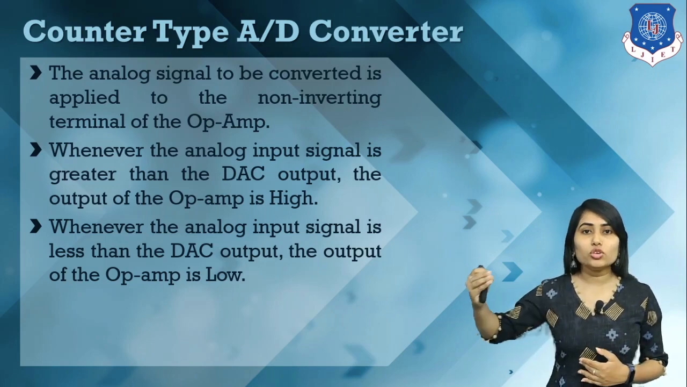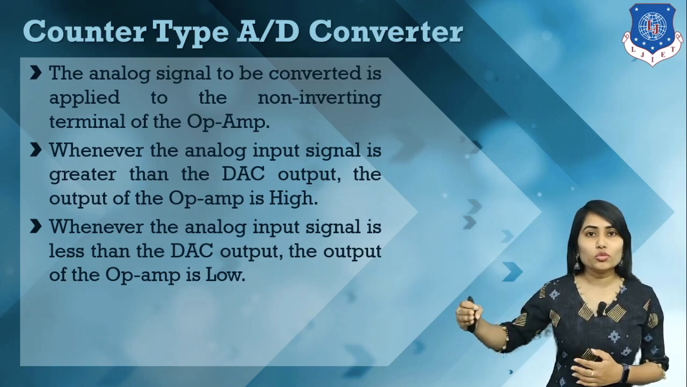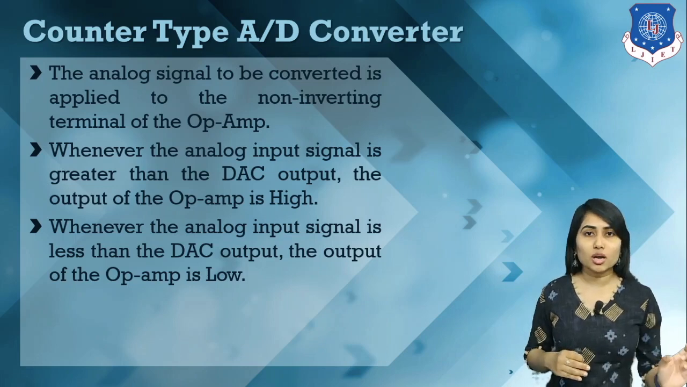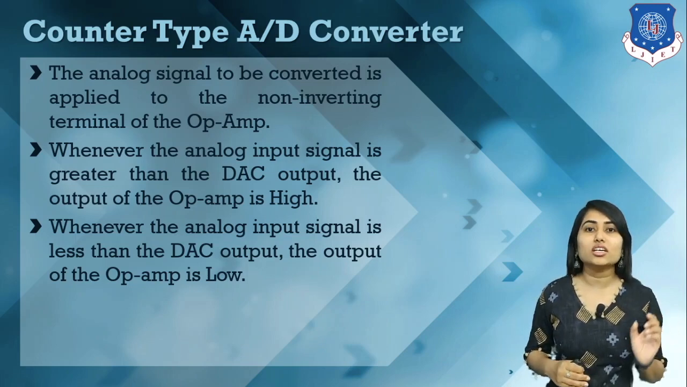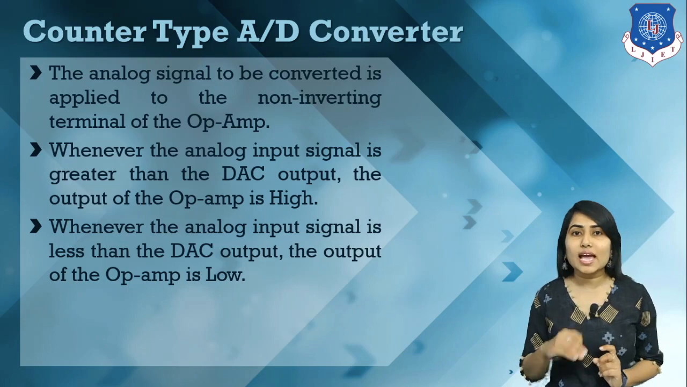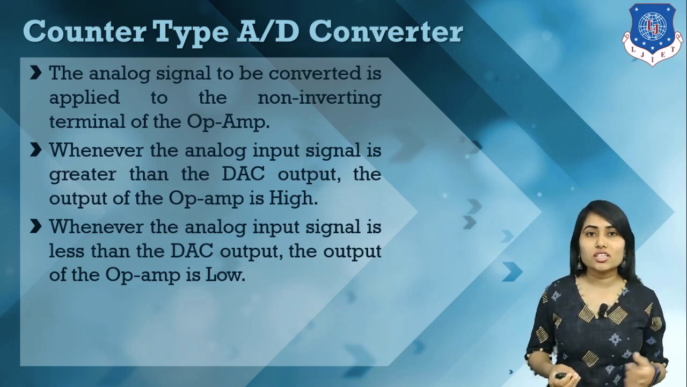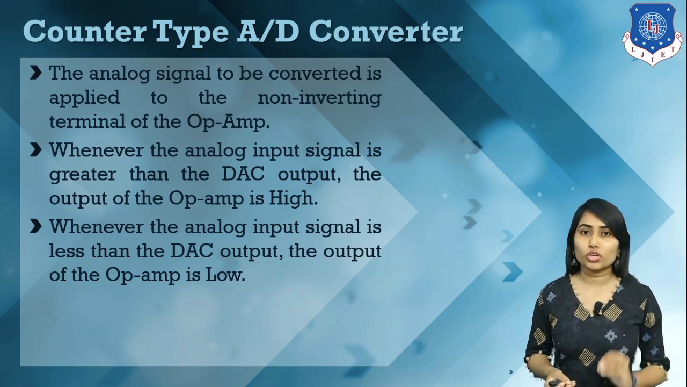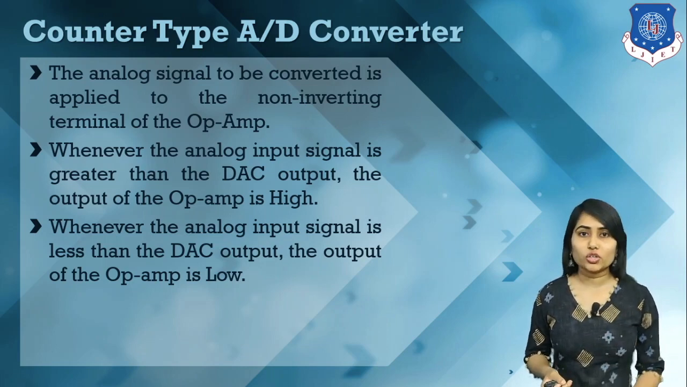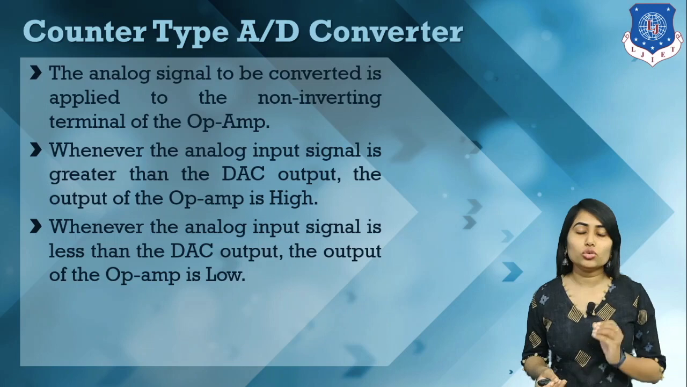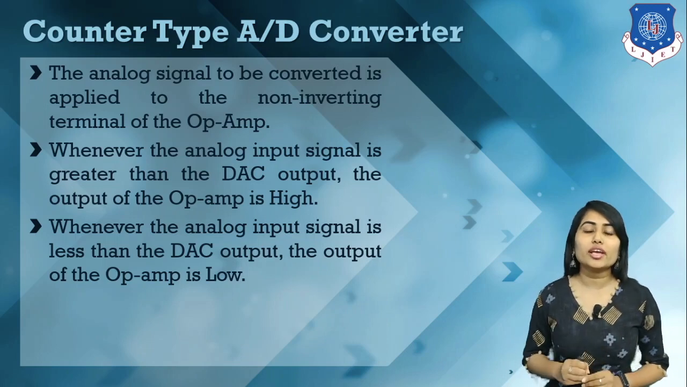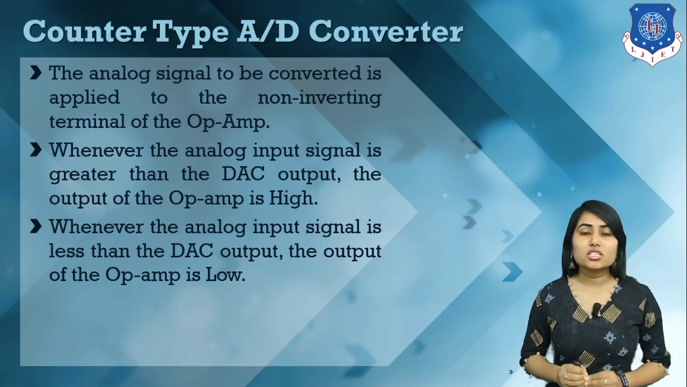But whenever this input voltage is less than our digital to analog converter's output, that means whenever the counter goes to a higher value beyond the input voltage, the comparator circuit generates the control signal with the help of this AND gate, such that our counter circuit has no signal, and our counter stops. Our counter cannot count any value. So this is how this counter type analog to digital converter circuit works.